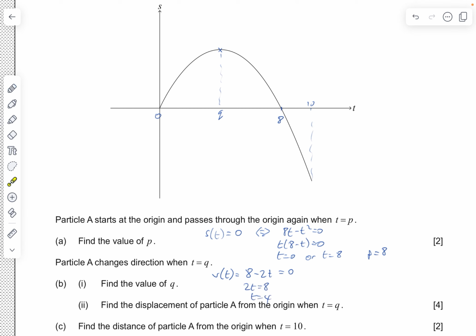Or I could just say, actually, this is a quadratic. Since it's a quadratic, it's symmetrical, so this must be halfway between the two. So q equals 4, I could have got straight away.